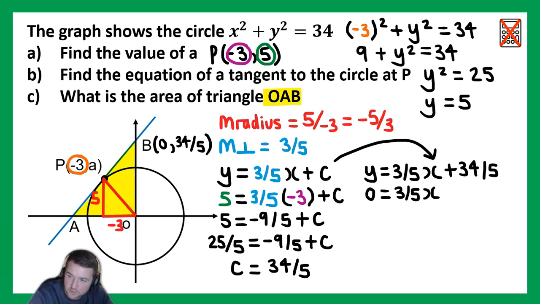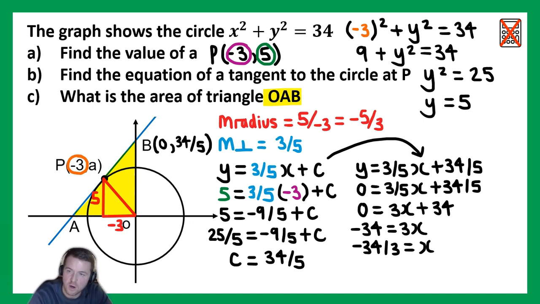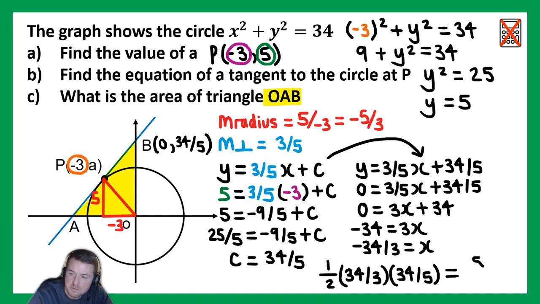So if 0 equals 3 over 5x plus 34 over 5, I can multiply through by 5 to eliminate the denominators and make this easier to solve. 0 would be equal to 3x plus 34. Subtracting 34 from both sides and dividing through by 3 gives me x, which is -34 over 3. Lastly, the area of triangle OAB can be found by doing half the base times the height. The base goes from 0 to -34 over 3, which in terms of length would just be a value of 34 over 3, and the height goes from the origin to the y-intercept, which is 34 over 5. This gives me a final answer for the area of 578 over 15.